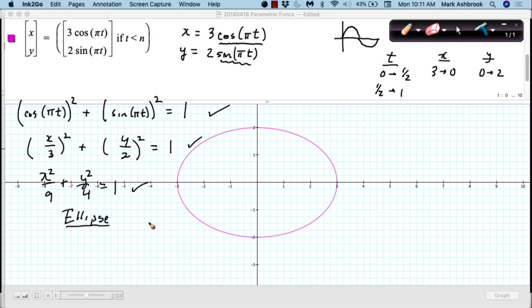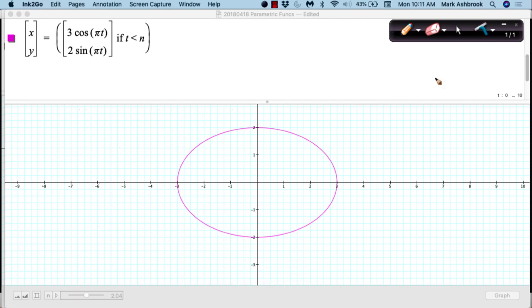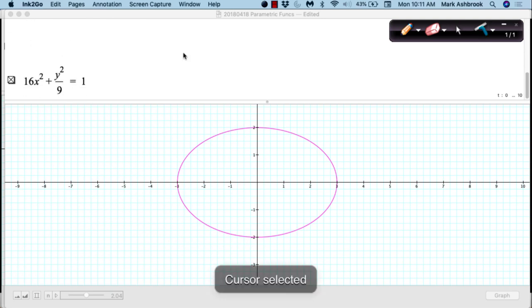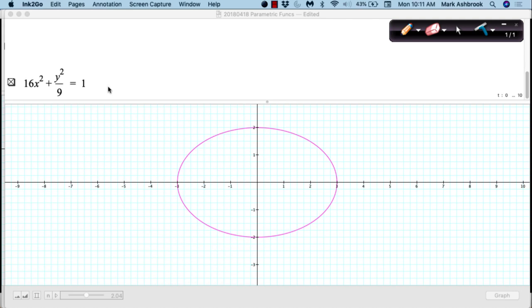All right, so now I'm going to give you the equation of an ellipse, and I want you to write it parametrically. Any questions on this example? Here we go. 16x squared plus y squared over 9 equals 1. Can you write a parametric function that gets that same set of points?